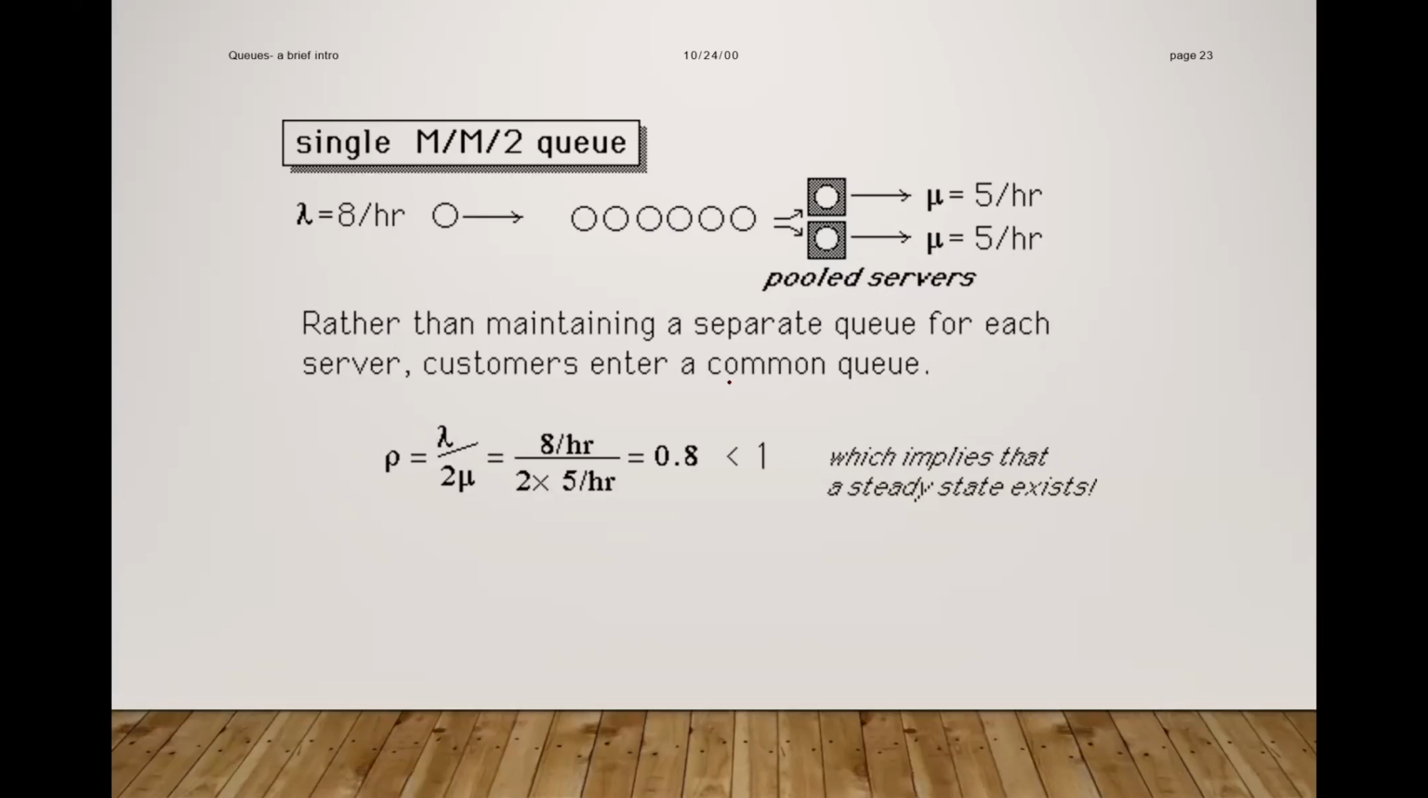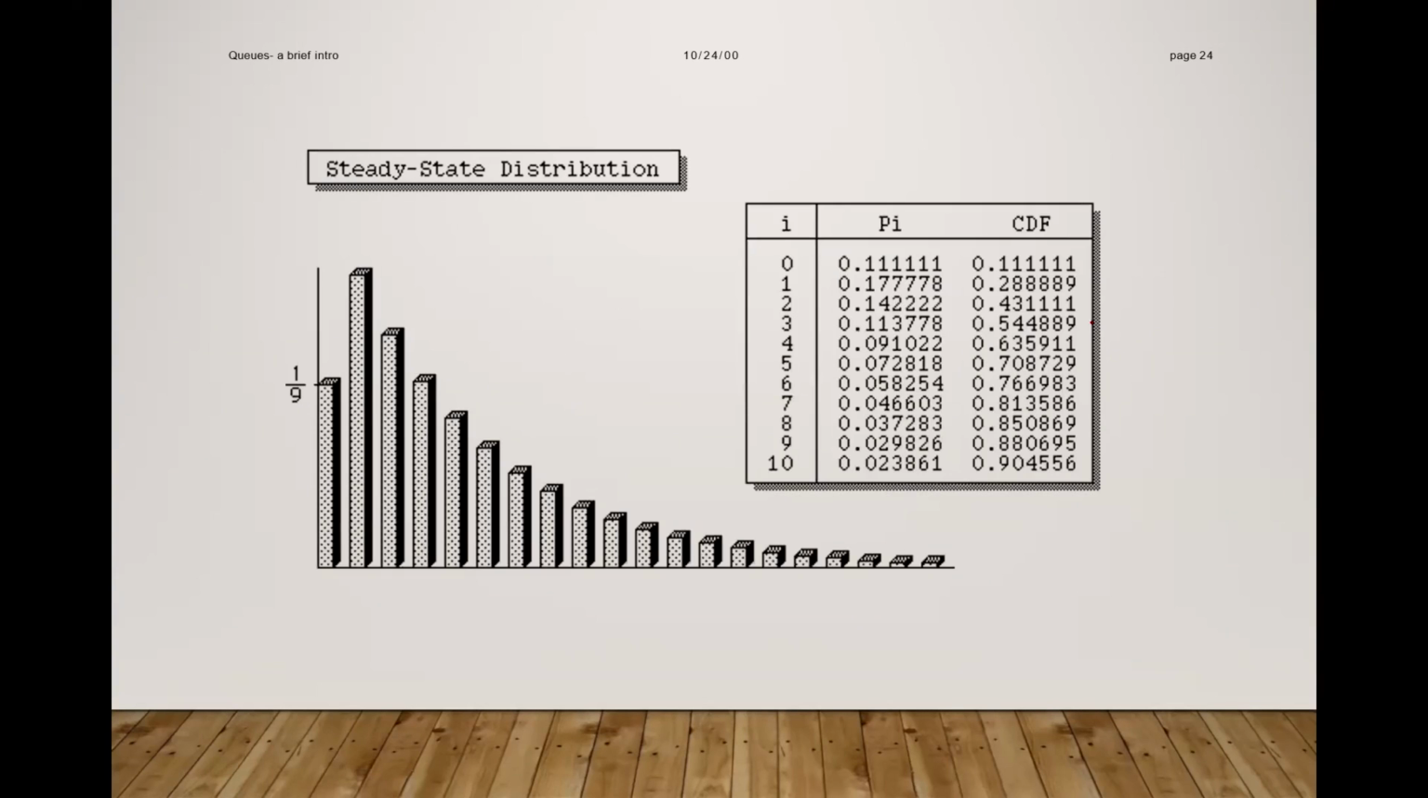And then, kung single M/M/2 queue naman, so yung pooled, so arrival rate mo is 8, pero service rate mo pa rin is the same. Okay. Rather than maintaining a separate queue for each server, customers enter a common queue. So isang queue lang. And the utilization is lambda over 2 mu or 0.8, less than 1, which implies that a steady state exists. Okay?